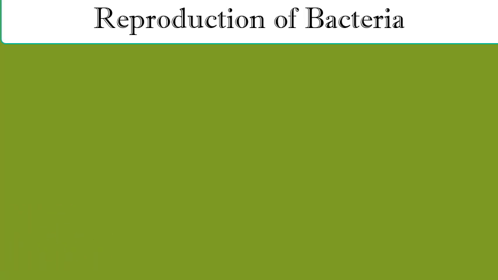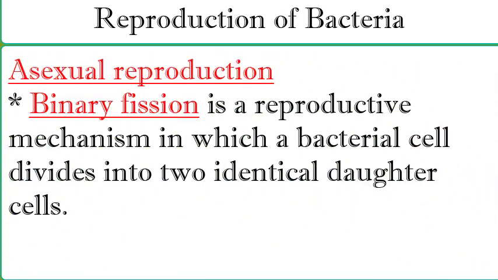In this lesson, we are going to study reproduction of bacteria, that is, asexual reproduction by binary fission. Binary fission is the primary mode of reproduction in bacteria. It is an asexual reproduction process where a single bacterial cell divides into two genetically identical daughter cells. This simple and rapid process is responsible for the exponential growth of bacteria under favorable conditions.